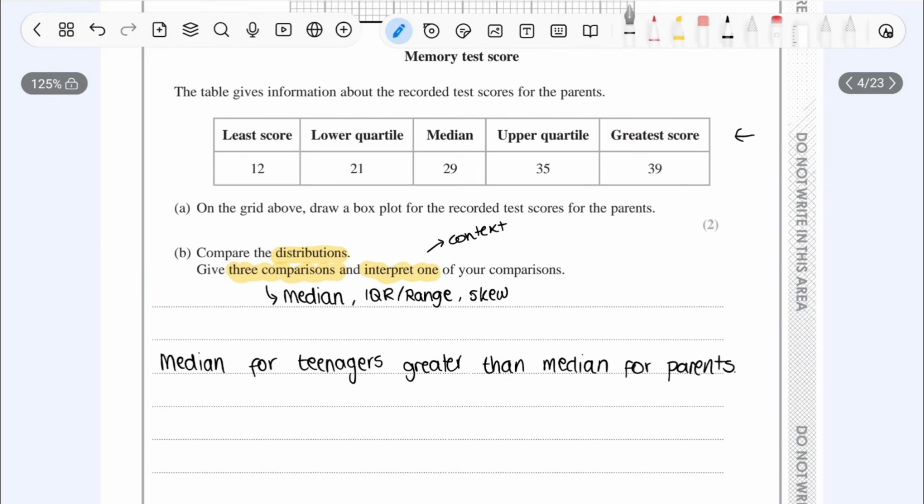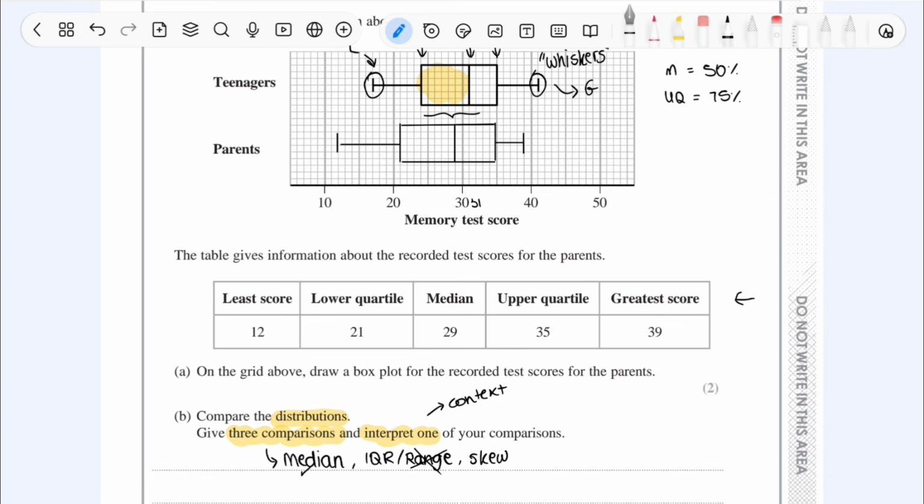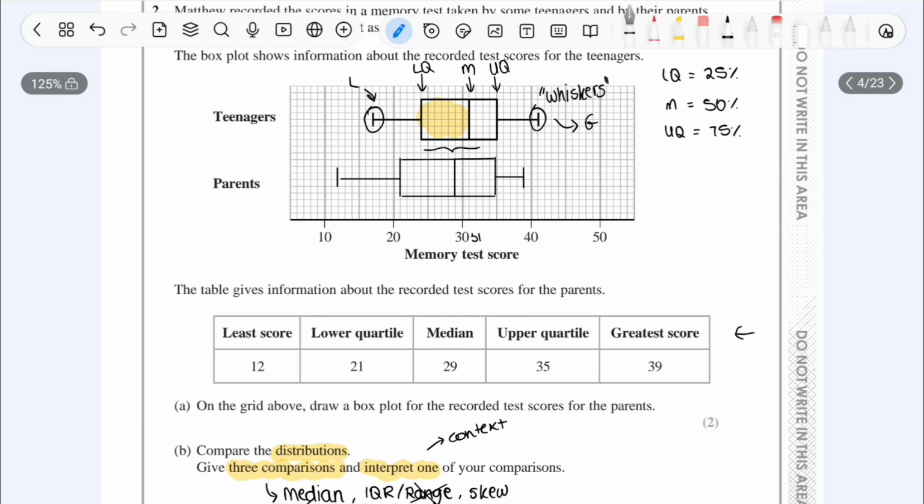The next one we're going to look at, now we've ticked off median, is IQR, and I'm not going to look at the range, I'm going to choose to do skew. Now we need to remember to interpret one of these, and I'm going to choose to do the IQR. You could well easily do the median. So the IQR is another piece of information that you might not know, so I'll give it here: the IQR is taken by getting the upper quartile and subtracting the lower quartile. So it basically finds the middle 50% of the data, everything within the box plot here.